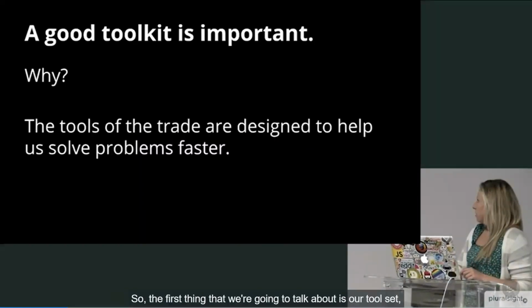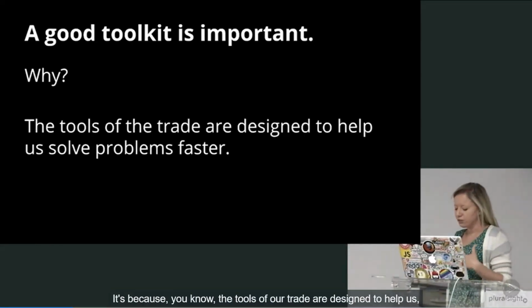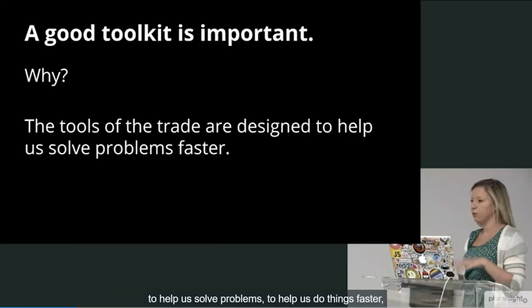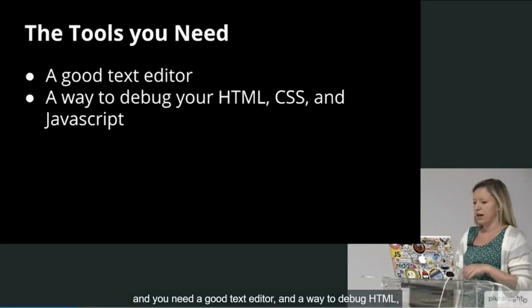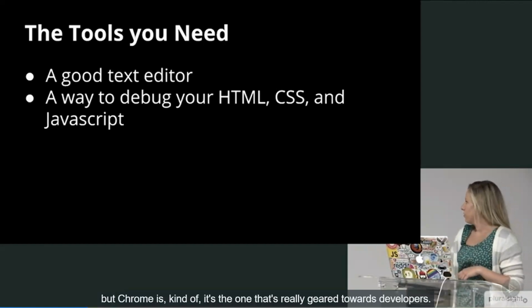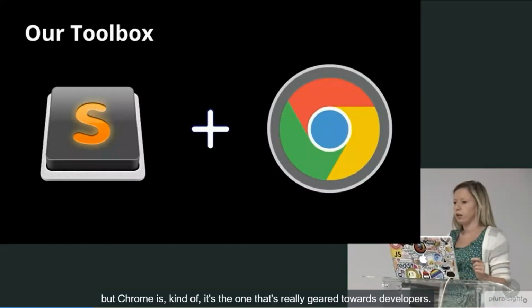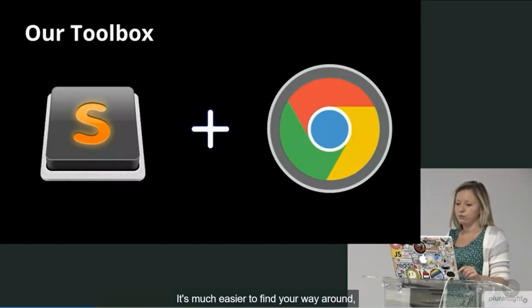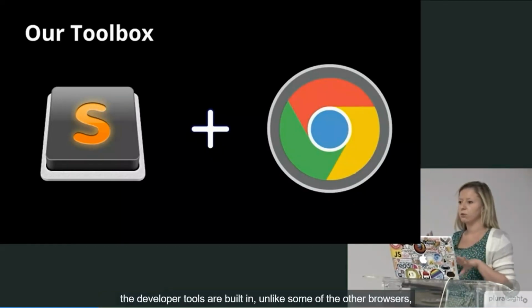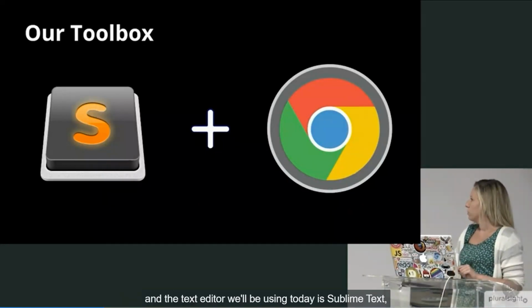So the first thing that we're going to talk about is our tool set. And it's really, really important. And why? It's because the tools of our trade are designed to help us solve problems, to help us do things faster. And you need a good text editor and a way to debug HTML, CSS, and JavaScript. And there are lots of browsers out there, but Chrome is the one that's really geared towards developers. It's much easier to find your way around. The developer tools are built in, unlike some of the other browsers. And the text editor we'll be using today is Sublime Text, but you can use any editor of your choice.